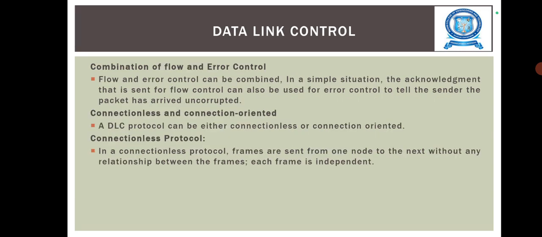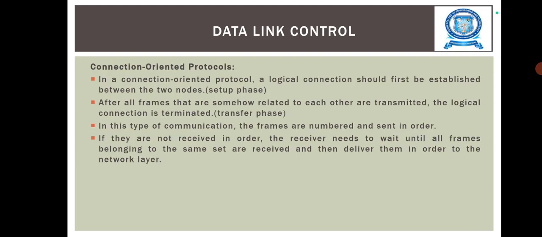Next, the combination of flow and error control. Flow and error control can be combined in a simple situation. The acknowledgement that is sent for flow control can also be used for error control to tell the sender the packet has arrived uncorrupted. Connectionless and connection-oriented: the data link control protocol can be either connectionless or connection-oriented. In a connectionless protocol, frames are sent from one node to the next without any relationship between the frames. Each frame is independent.